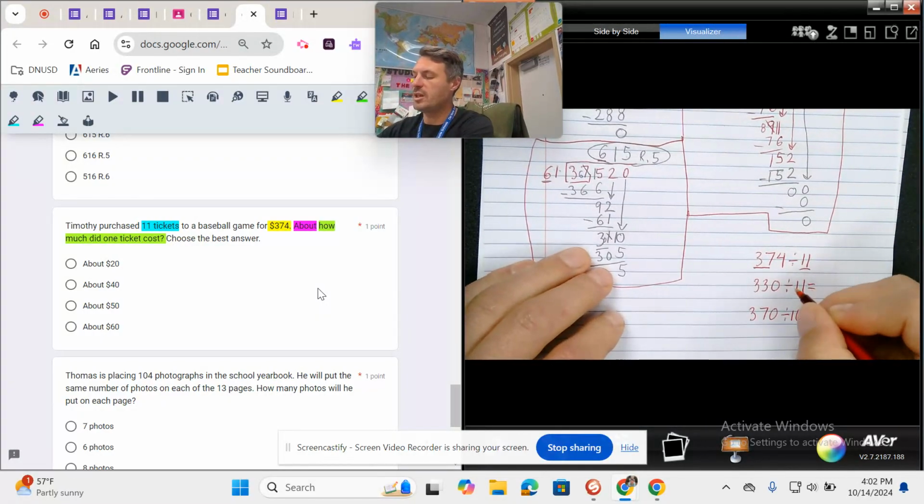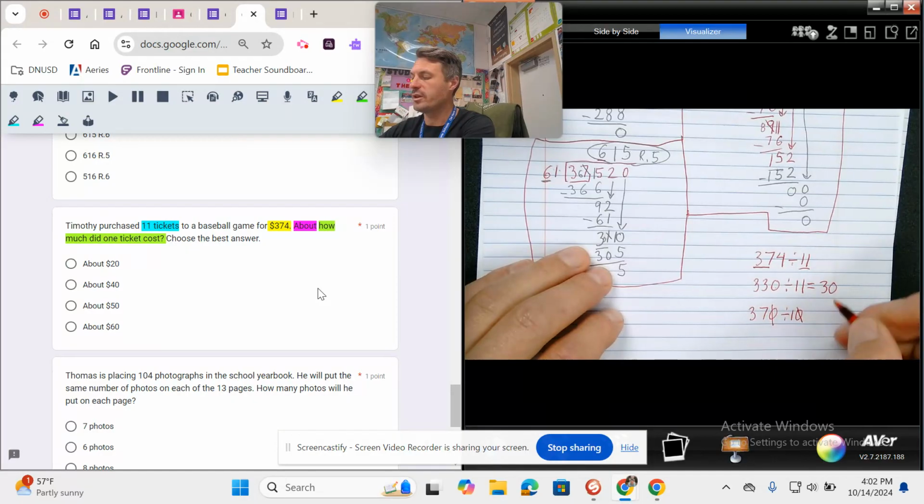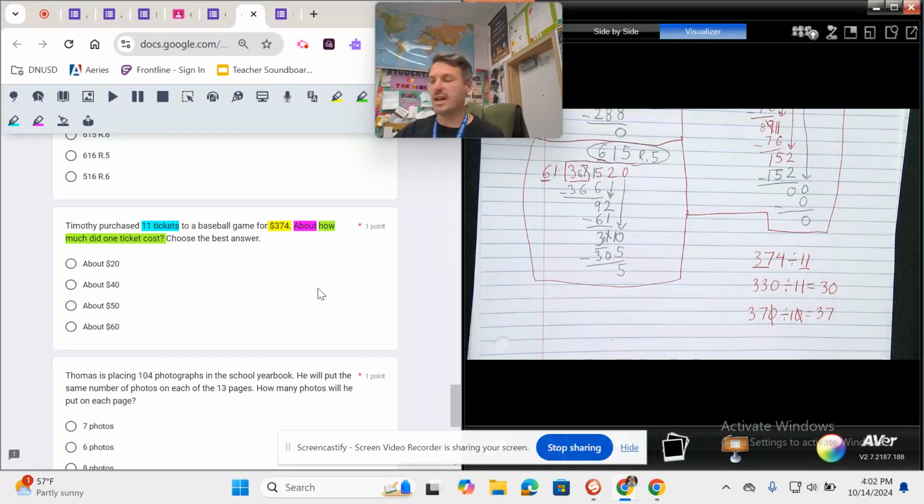So this would be 33 divided by 11 is 3. You take the 0 from the dividend and put it in the answer. Here the zeros cancel, and it's 37 divided by 1, which is 37. So we're looking for an answer that's about 30, about 37, and we see the closest is about 40. So we're going to choose that, about 40.